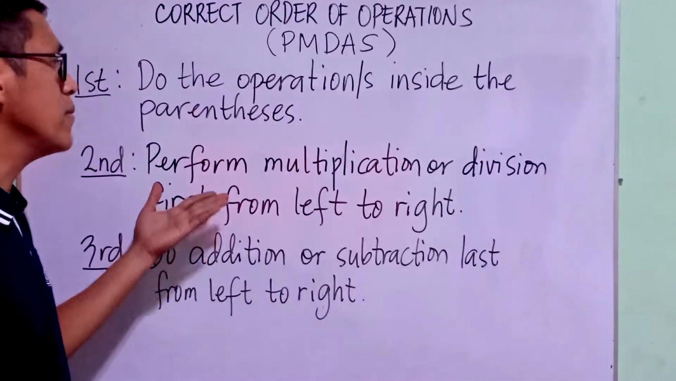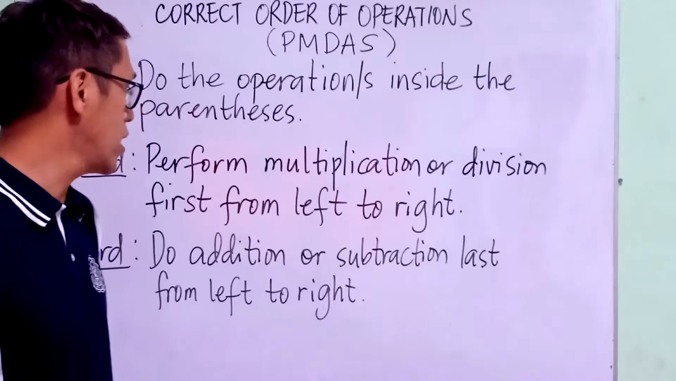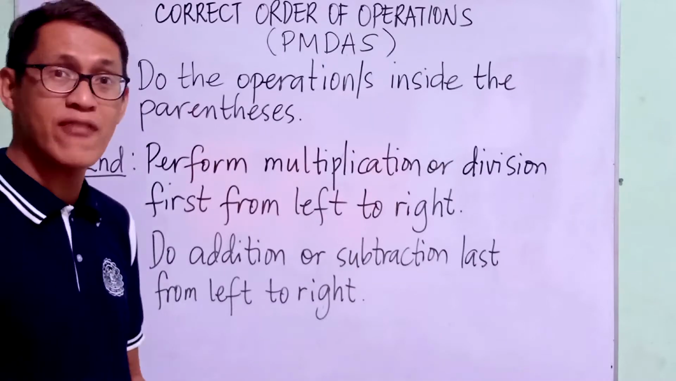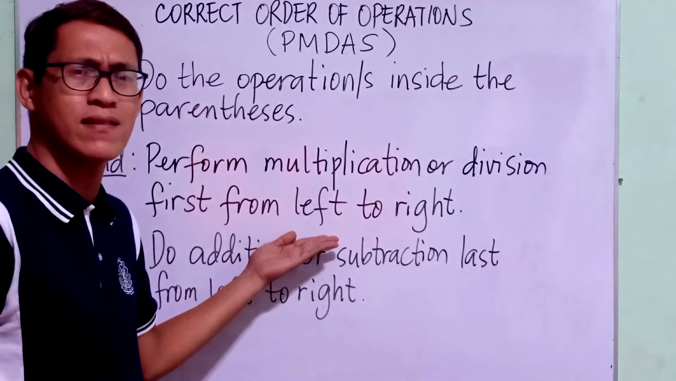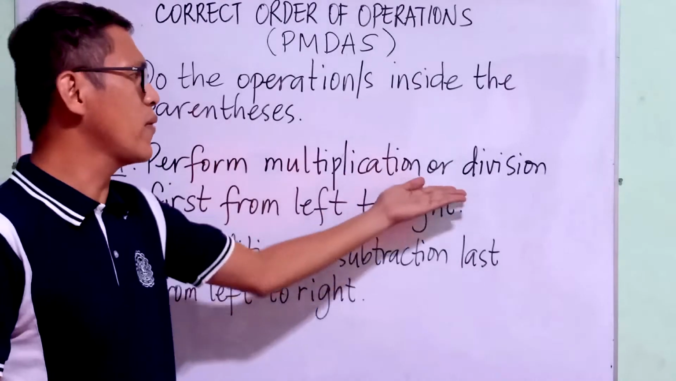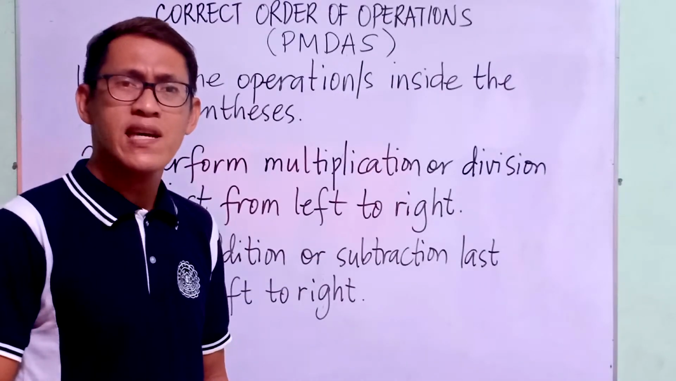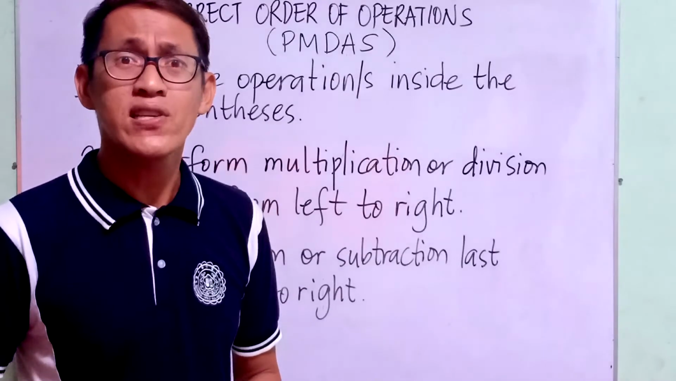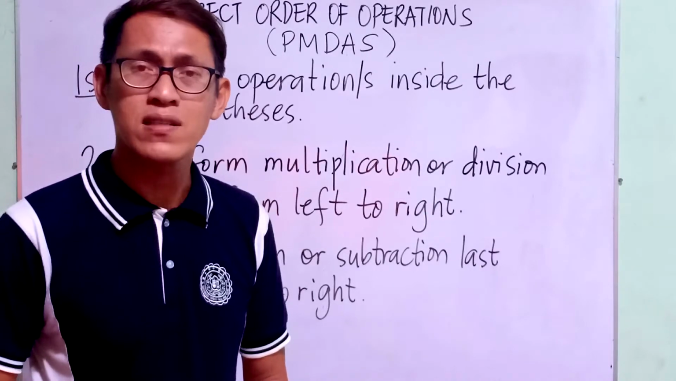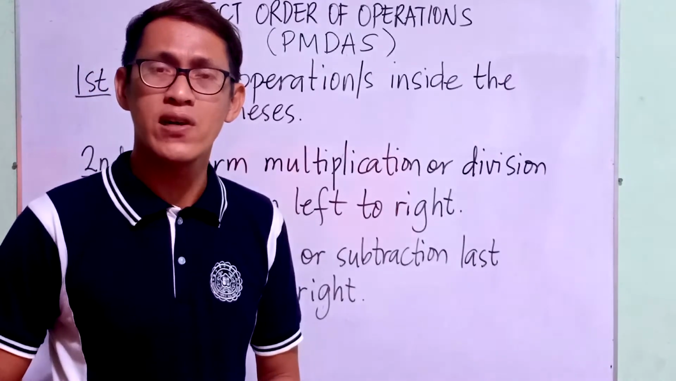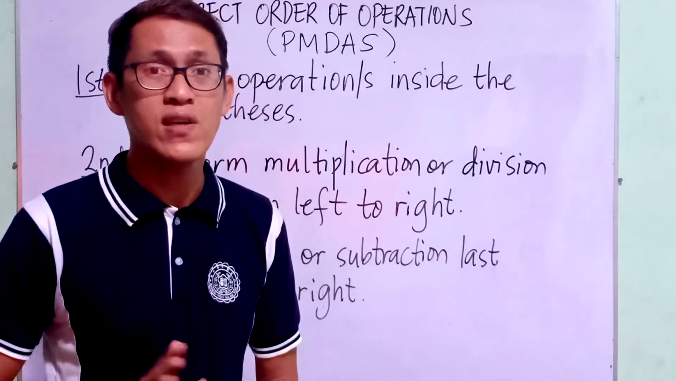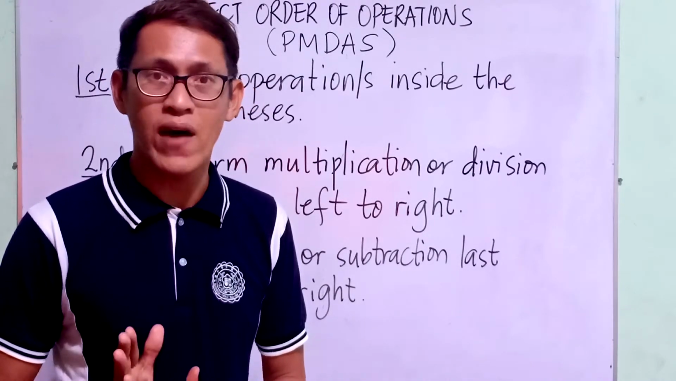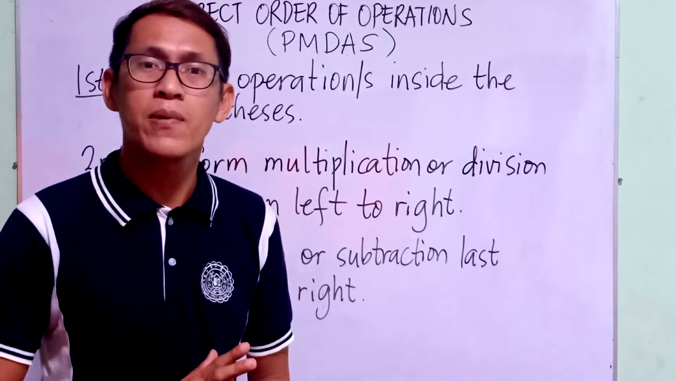Second, perform multiplication or division first from left to right. What does it mean when you say from left to right? If these two operations are involved, it means whichever comes first. If multiplication comes first, you have to multiply, then divide. Or if division comes first, you have to divide first, then multiply.